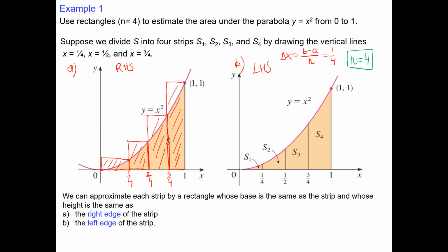Okay, now let's see. Between 0 and 1/4, that's the first stripe or first subinterval, 0 is on the left-hand side. And 0 will give me the height, which is actually 0. Between 1/4 and 1/2, 1/4 is on the left-hand side, and this will give me the height, the value of the function for 1/4. And then 1/2 and 3/4, 1/2 is on the left-hand side, and this will give me the height. 3/4 and 1, 3/4 is on the left-hand side, and this will give me the height.